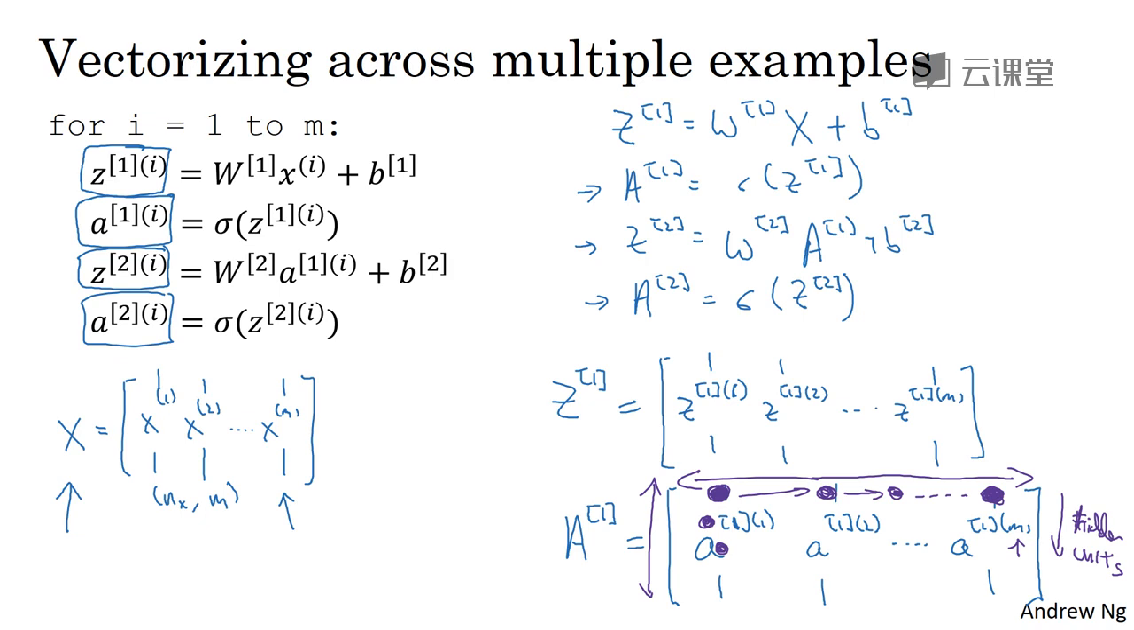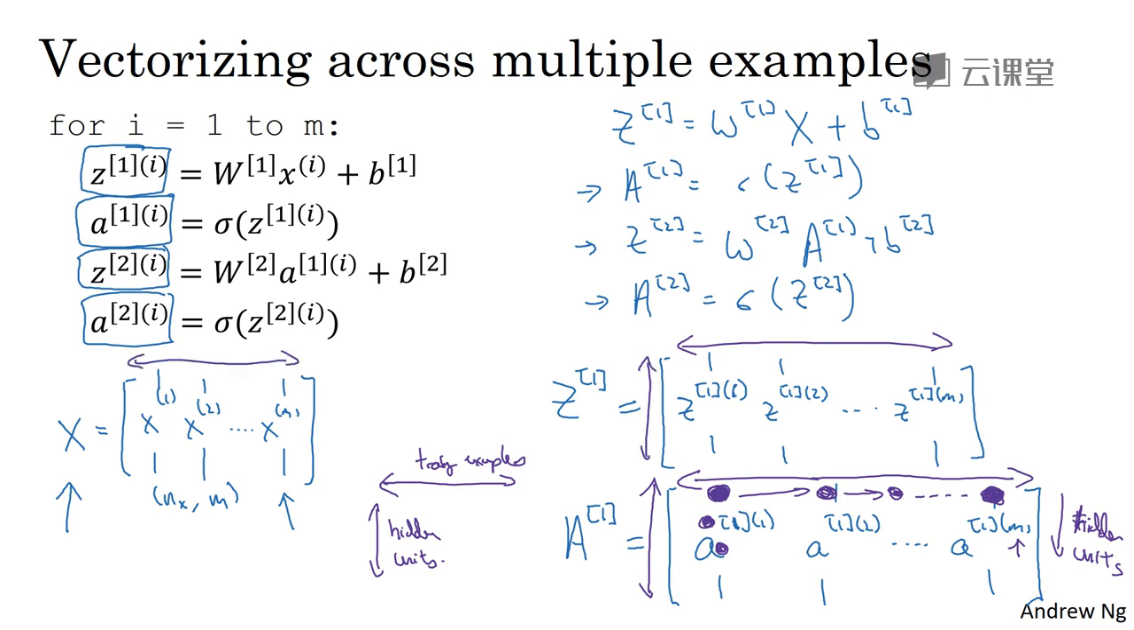Okay, so horizontally, the matrix A goes over different training examples, and vertically, the different indices in the matrix A correspond to different hidden units. And a similar intuition holds true for the matrix Z as well as for X, where horizontally it corresponds to different training examples, and vertically it corresponds to different input features, which are really different nodes in the input layer of the neural network.